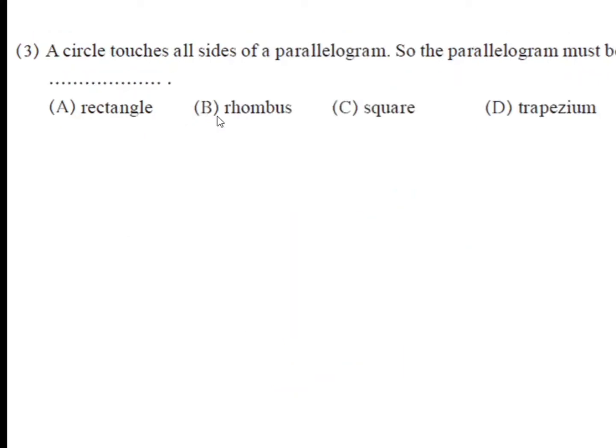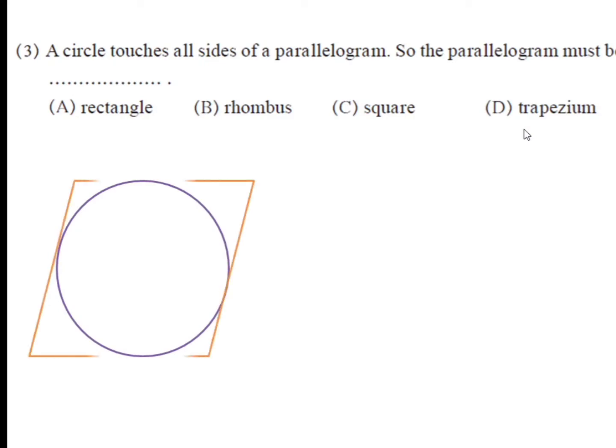Let us consider the next question. A circle touches all the sides of a parallelogram. So the parallelogram must be dot dot. Is it a rectangle, or a rhombus, or a square, or a trapezium? So let us have the diagram. Let us have this circle. It is given that this circle touches all the sides of the parallelogram. So let us consider this as a parallelogram. We have to decide whether this parallelogram is a rectangle, or a rhombus, or a square, or a trapezium.